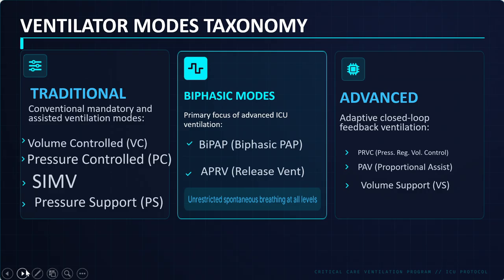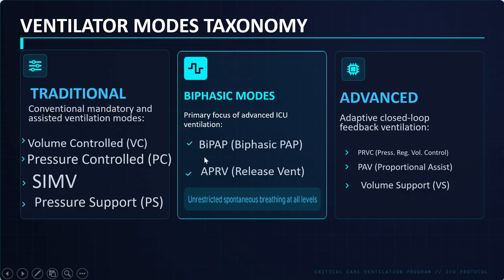In traditional mode, what is the concept here? The concept here is that the inspiratory valve opens and delivers the air to the alveoli. During exhalation, the inspiratory valve closes and the expiratory valve opens to release the air. In this traditional mode, you have volume control, pressure control, SIMV, and pressure support, and we have discussed that before. In the biphasic mode, both valves, inspiratory and expiratory, are open.